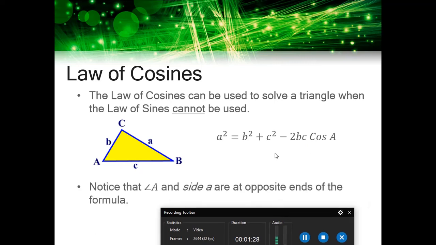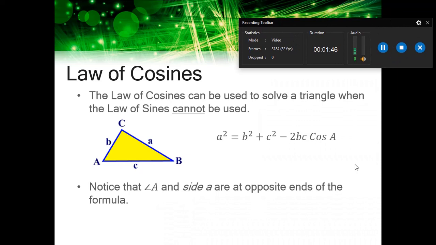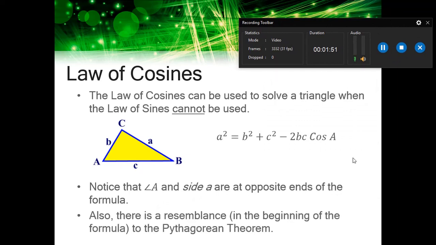What you'll notice in the equation is that angle A, or cosine of A, and side A are at opposite ends. This is the normal structure. If you were missing side B or looking for angle B, those would be at opposite ends in place of A, and we're going to change the structure of it as we have different triangles. Again, there's a resemblance to the Pythagorean theorem in the beginning. This structure is always present in the law of cosines. It's just that the letters will be changed around.